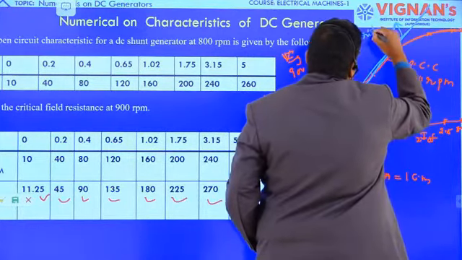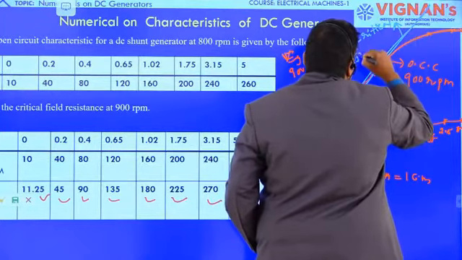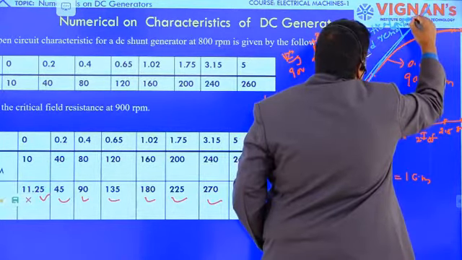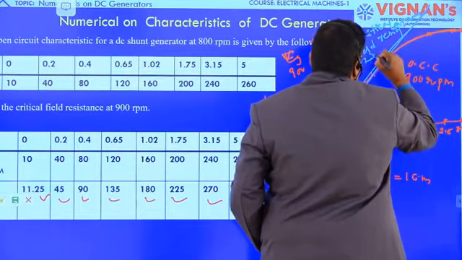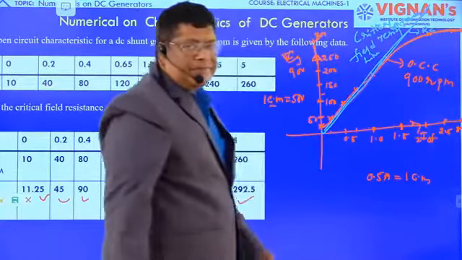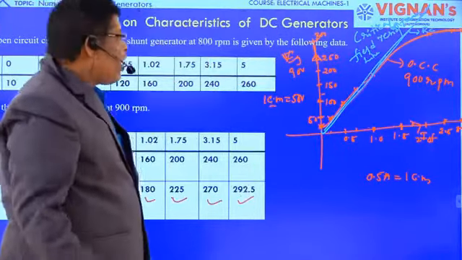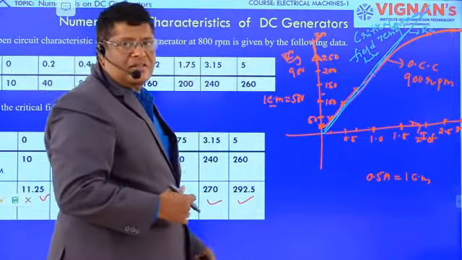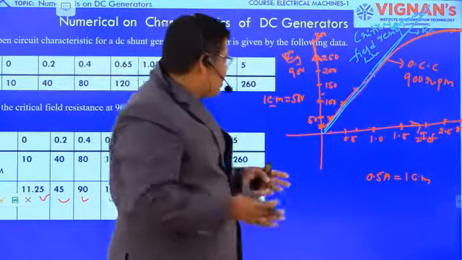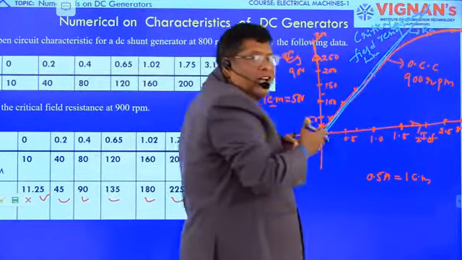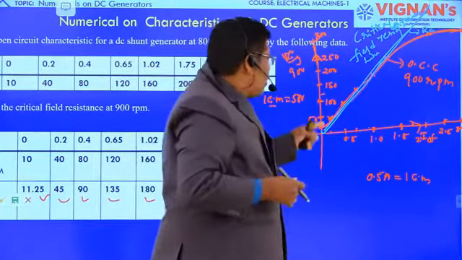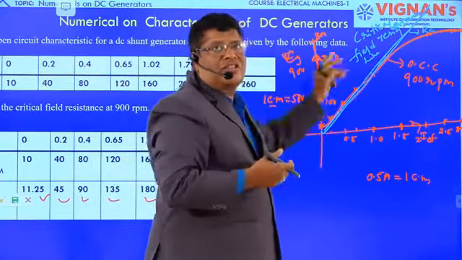This is the critical field resistance line, which we represent as R suffix C. Now, how are we going to calculate this value? We know the line only, because by means of a scale we have drawn one straight line along the most linear portion of the OCC curve.